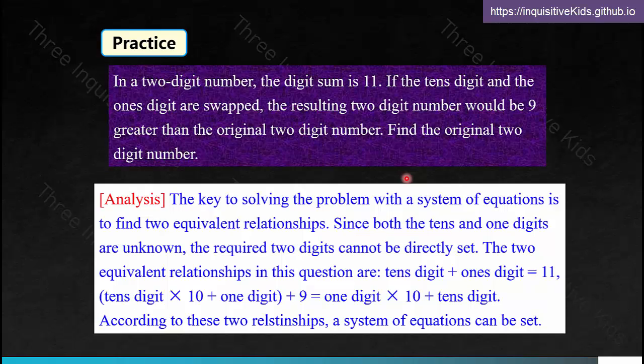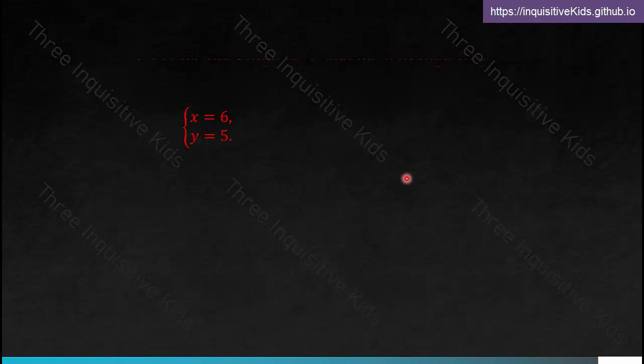The two equivalent relationships in this question are: tens digit plus ones digit is equal to 11, and tens digit times 10 plus ones digit plus 9 is equal to the ones digit times 10 plus the tens digit. According to these two relationships, a system of equations can be set.